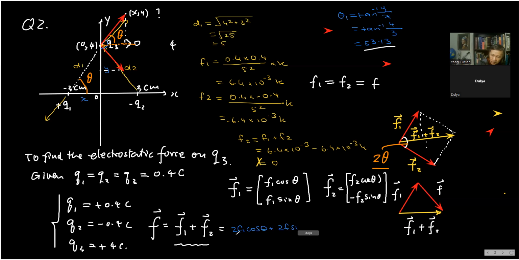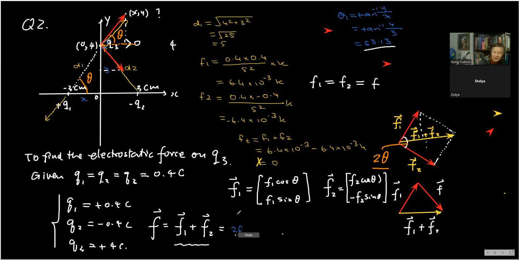So what is the 2? Where does this 2 come from? Because you add both of these up. The 2 plus, yes. But how about sine? Why is it negative? Why is it positive? And then it's just 2 cos theta, isn't it? Yes.